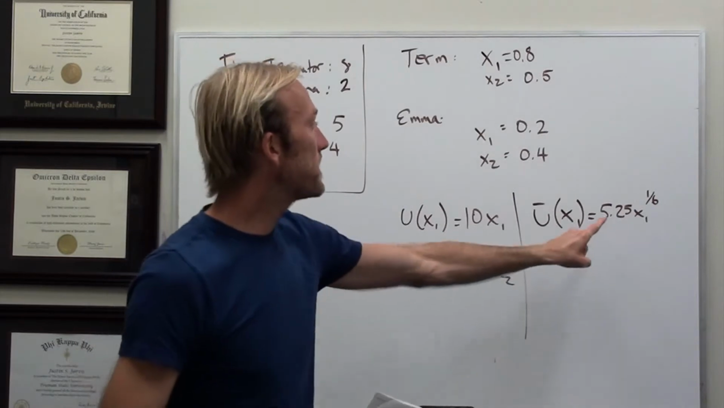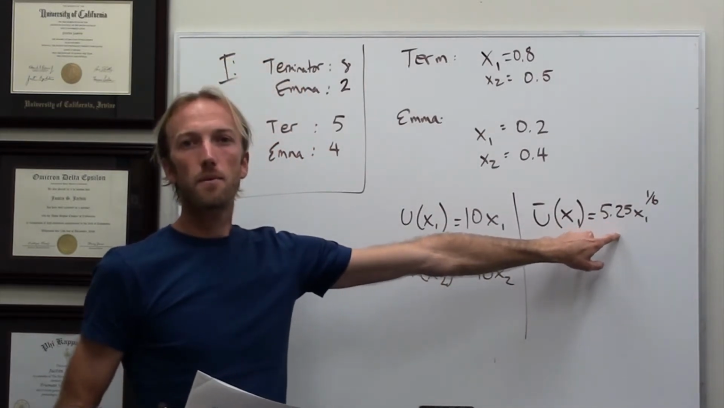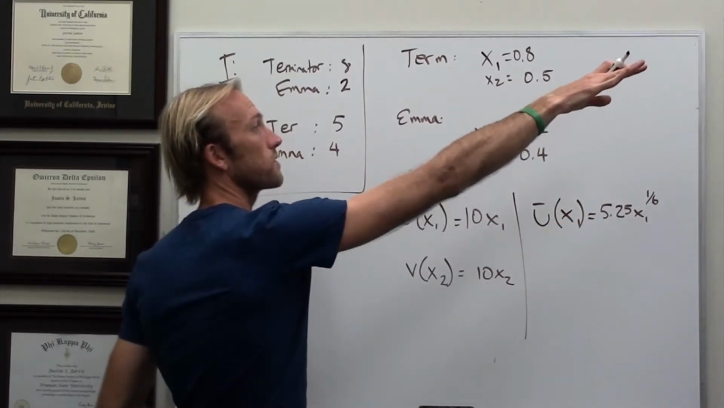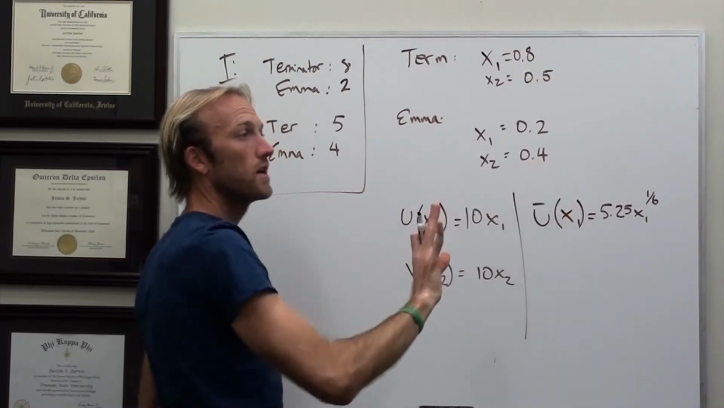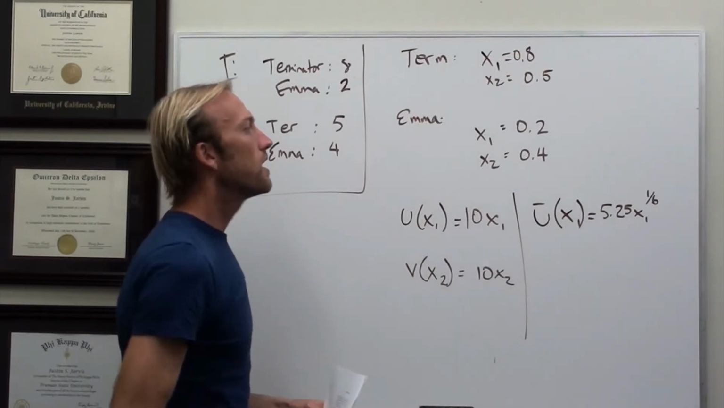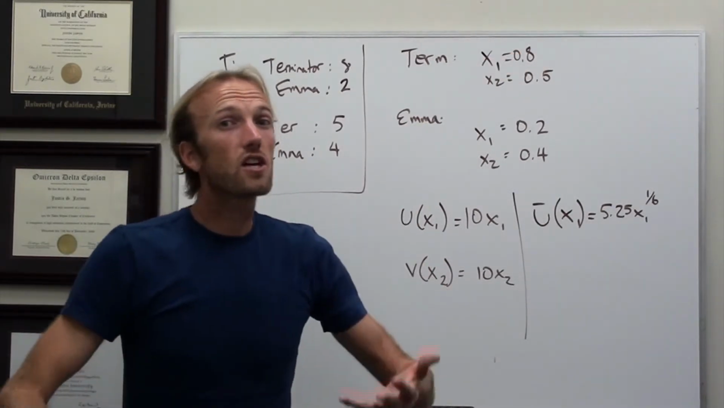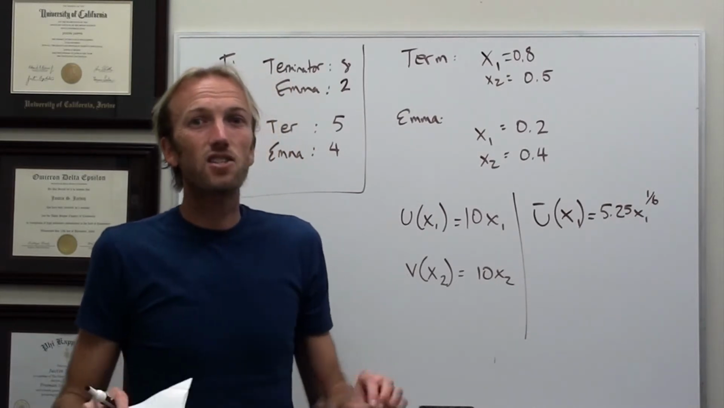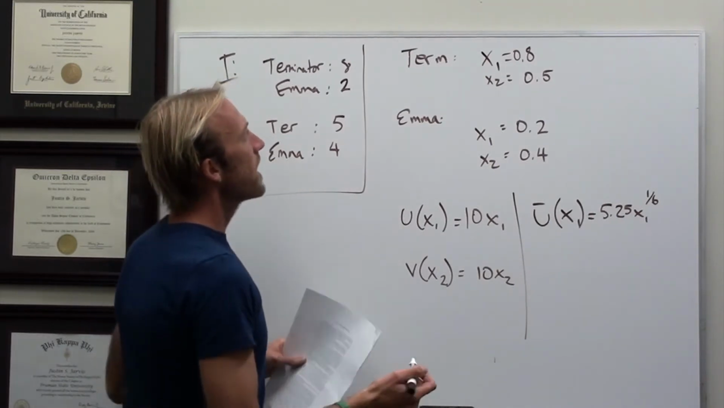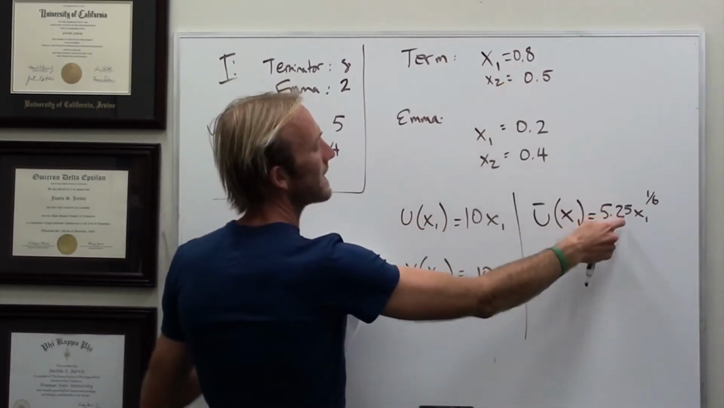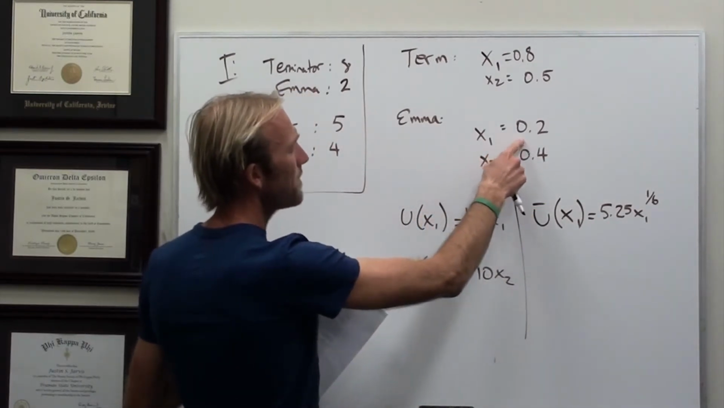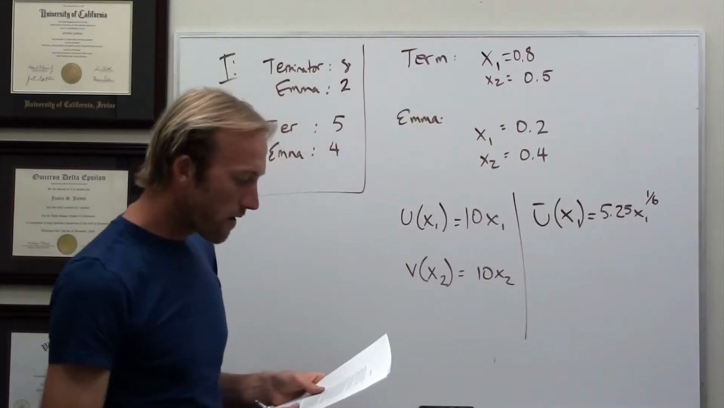Okay, so remember, this is one of those positive monotonic transformations. If you think about what that graph looks like, it's just a graph that slowly goes up like that. So it's positive and it doesn't have any sort of curvature, it just slightly goes up. So that's going to change the number of the utility, but it's not going to actually change the order of anything, so it won't mess with my rankings. If you plug Terminator 0.8 into here, you get about 5. If you plug Emma into there, you get about 4.